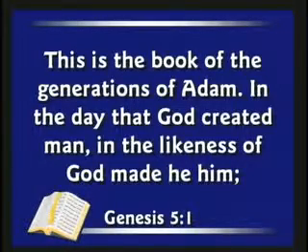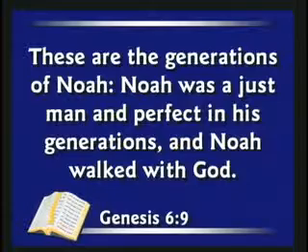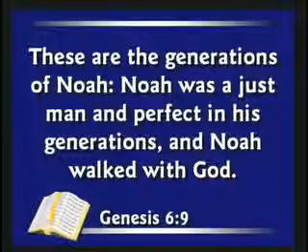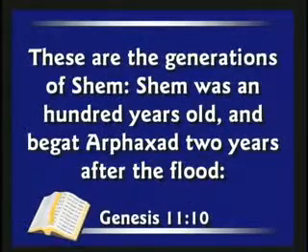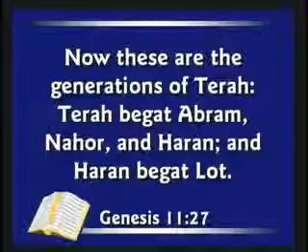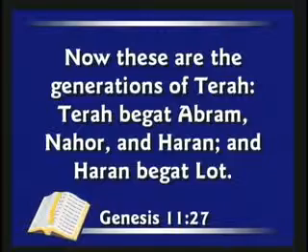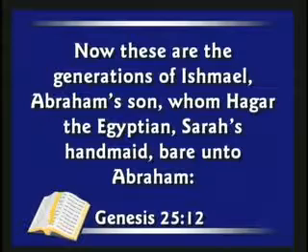Here's the phrase. These are the generations of. Genesis chapter 5: This is the book of the generations of Adam. This is Adam signing off. These are the generations of Noah. Genesis 6:9. This is Noah signing off. These are the generations of the sons of Noah. They apparently wrote chapters 7, 8, 9. Chapter 11, verse 10: These are the generations of Shem. After the three brothers got together and wrote some, Shem wrote some more. Terah, Abram's father, wrote some of the book of Genesis, apparently, up to chapter 11, verse 27. Up to 25:12 was written by Ishmael.